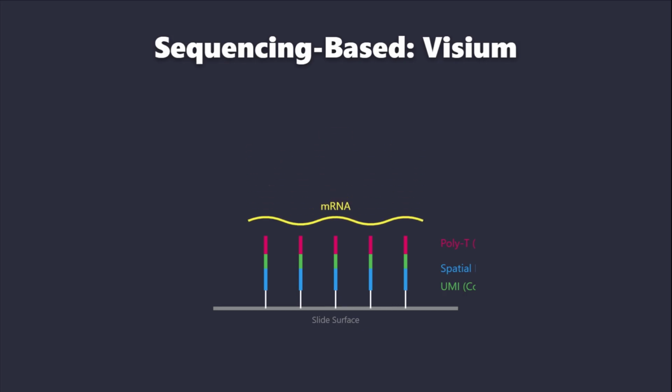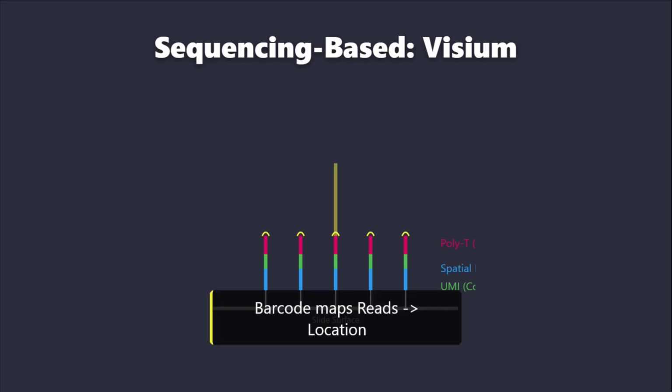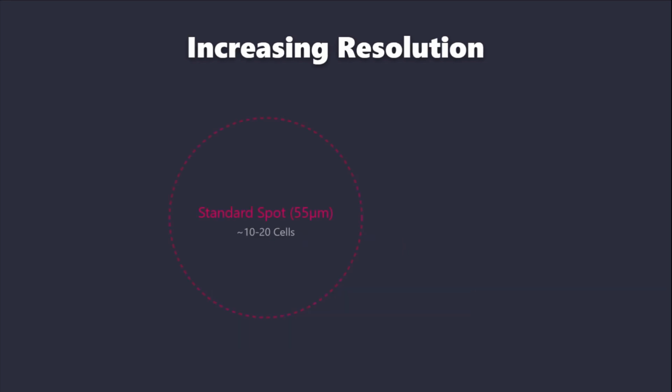A thin tissue section is placed directly onto the slide and then permeabilized to release the messenger RNA. The released messenger RNA binds to the underlying probes. Reverse transcription generates complementary deoxyribonucleic acid, which incorporates the spatial barcode. Subsequent next-generation sequencing and computational alignment map the resulting gene expression profile back to the precise spot location on the corresponding tissue image. Achieving true single-cell resolution requires moving significantly beyond the 55 micrometer spot size of standard Visium.